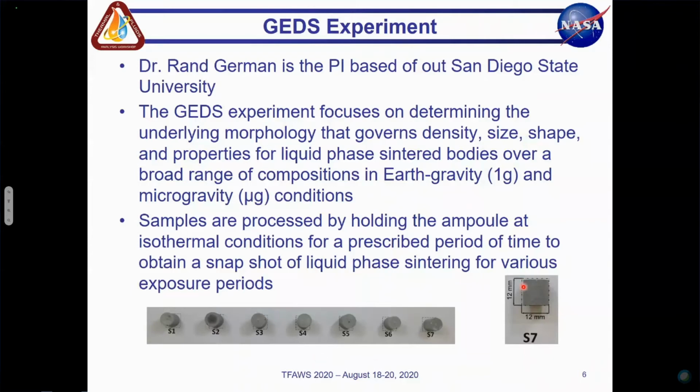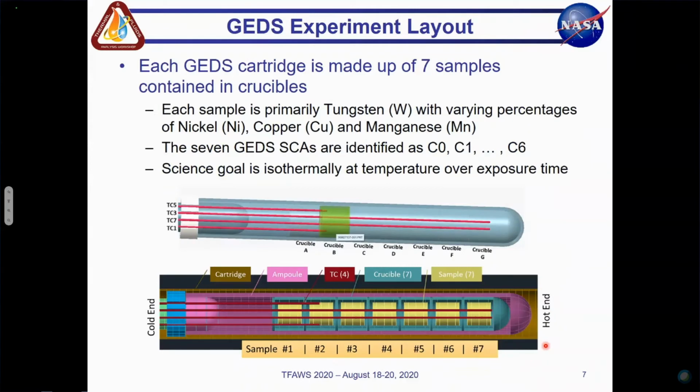And these are actually samples from the GEDS C5 cartridge that we processed last November, December, and we have actually gotten these cartridge samples back. And the outline around the sample is how big the sample was originally. So it's just something to note that the sample shrank after processing. So each cartridge is made up of 7 samples contained in crucibles, and each sample is primarily tungsten with varying percentages of nickel, copper, and manganese, and that was all determined by the PI.